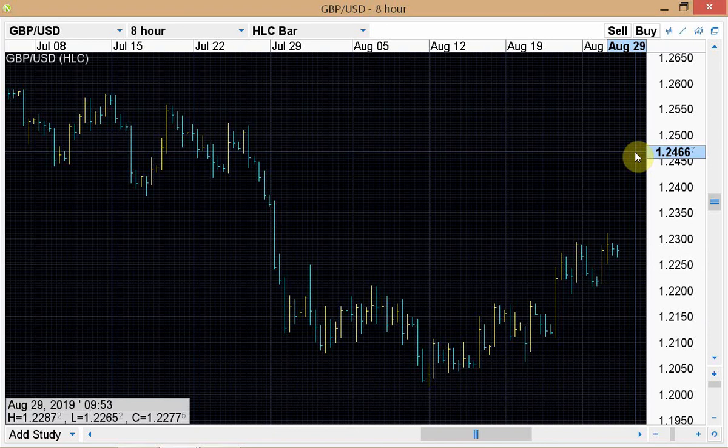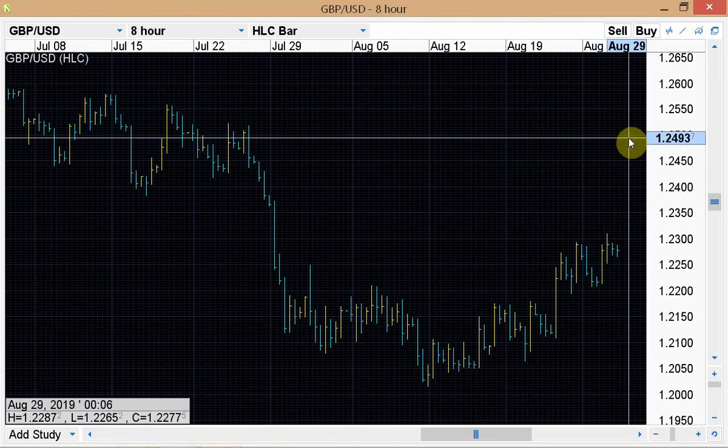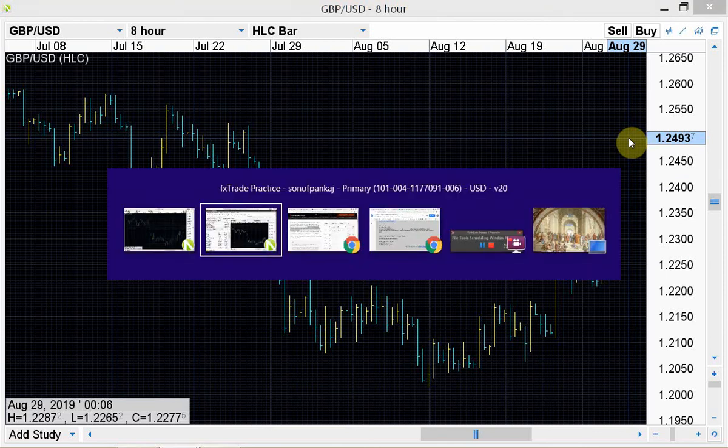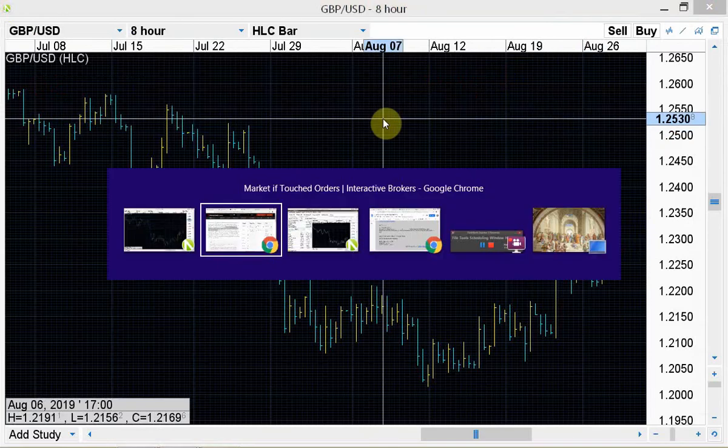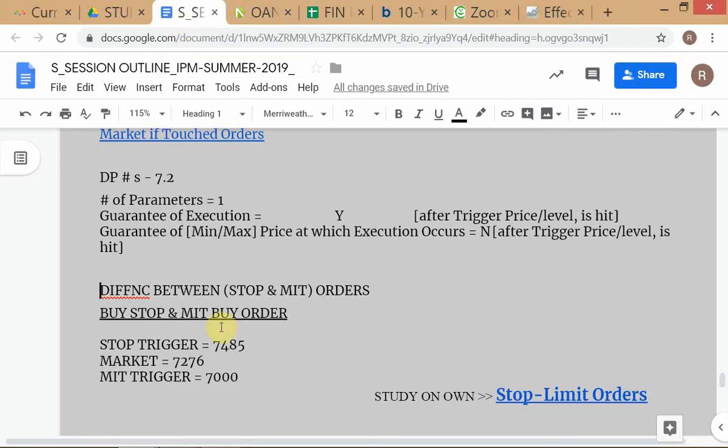Another aspect about technical trading is that it gives you an environment for taking very specific views. So in this case, what I do is I place a market if touched sell order. How many parameters does it have? Still one parameter, just like a stop order. It's got a trigger level.